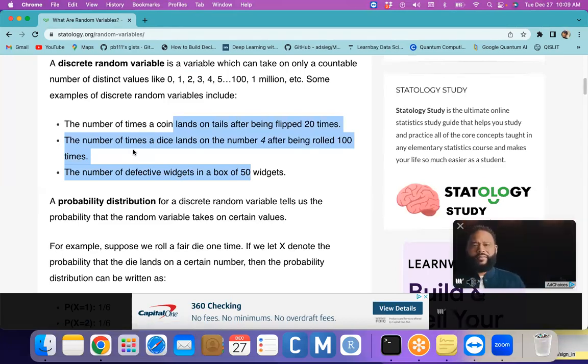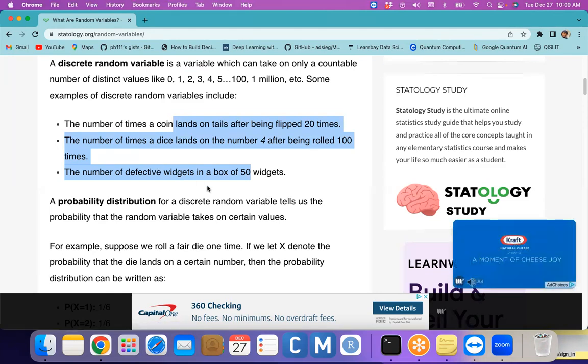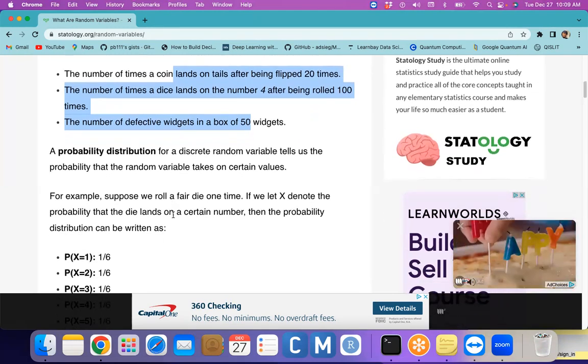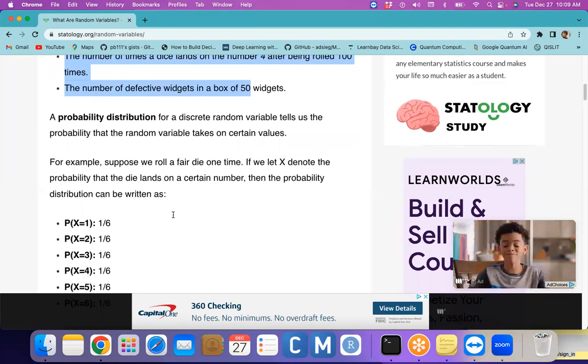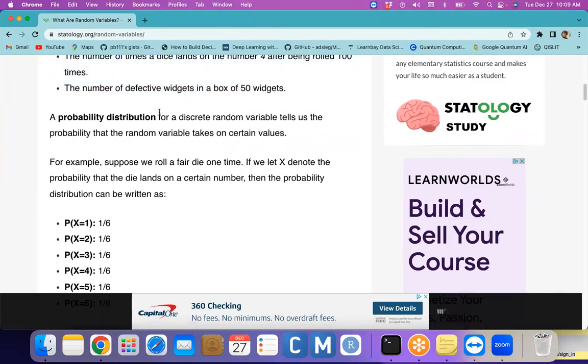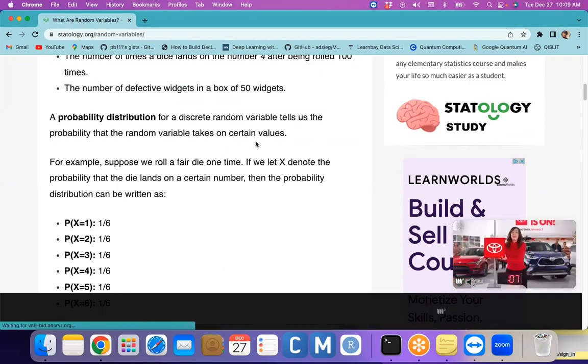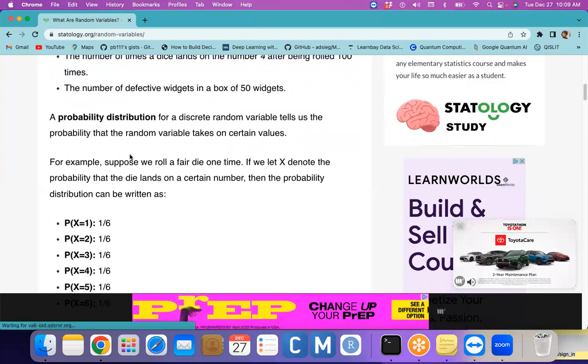Okay, see, so that is exactly a discrete random variable. Discrete random variable in the sense that we are holding some kind of discrete numbers. For those discrete numbers we have to go with some kind of probability, so that we can call it a probability distribution for a discrete random variable. What it tells us is the probability that the random variable takes certain values.